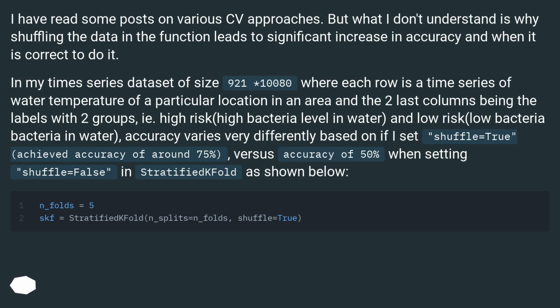In my time series dataset of size 921 × 10,080, where each row is a time series of water temperature of a particular location in an area and the two last columns being the labels with two groups, e.g. high risk, high bacteria level in water, and low risk, low bacteria in water, accuracy varies very differently based on whether I set shuffle equals true, achieving accuracy of around 75%, versus accuracy of 50% when setting shuffle equals false in StratifiedKFold, as shown below.